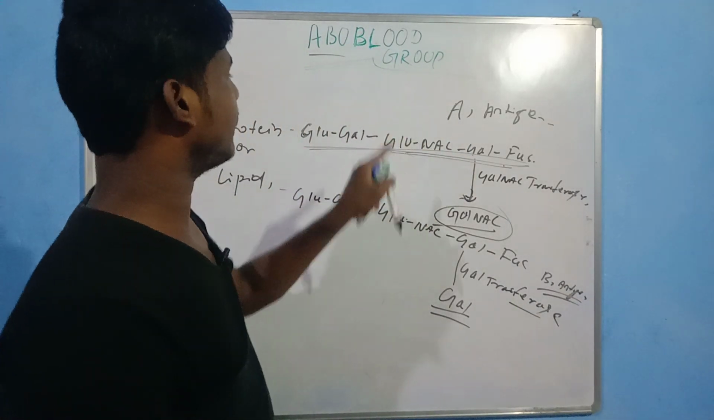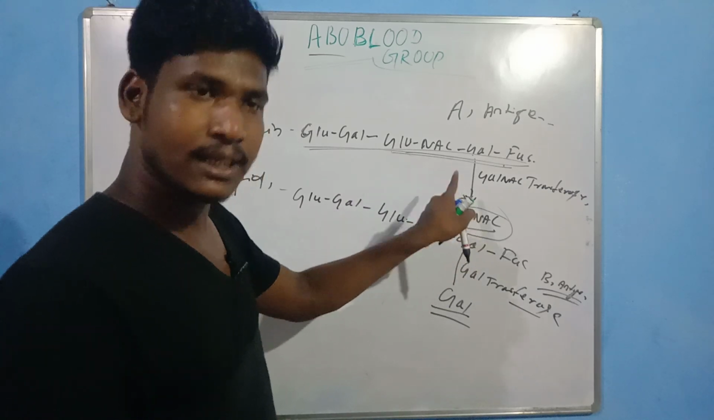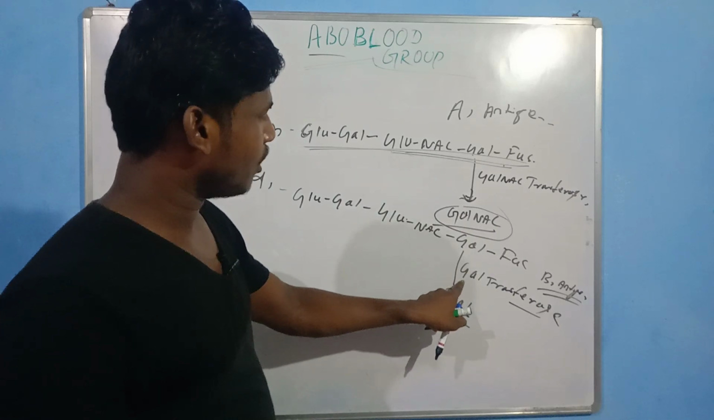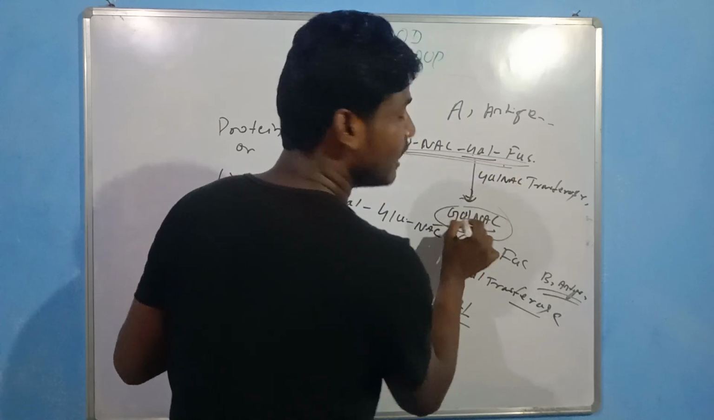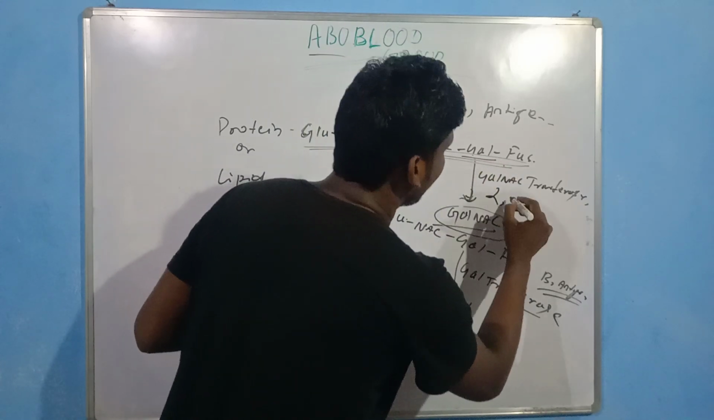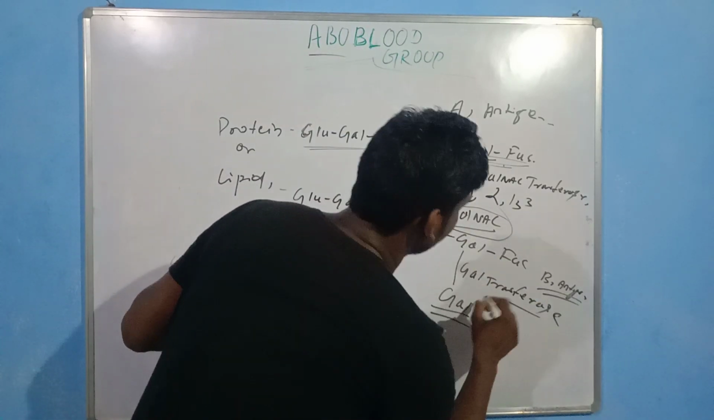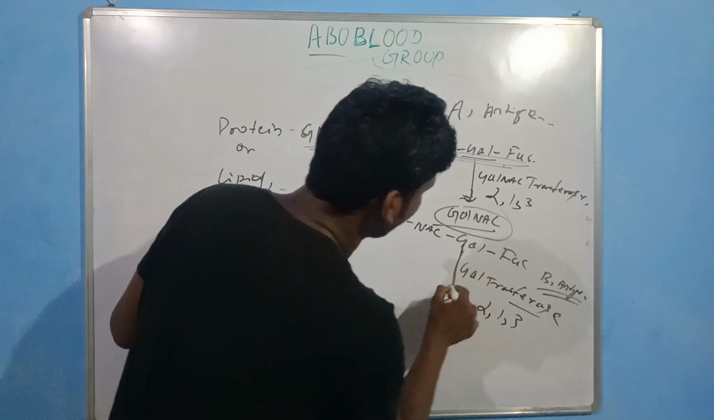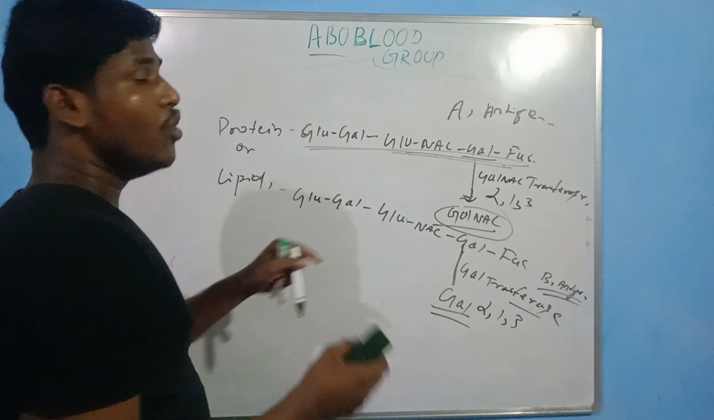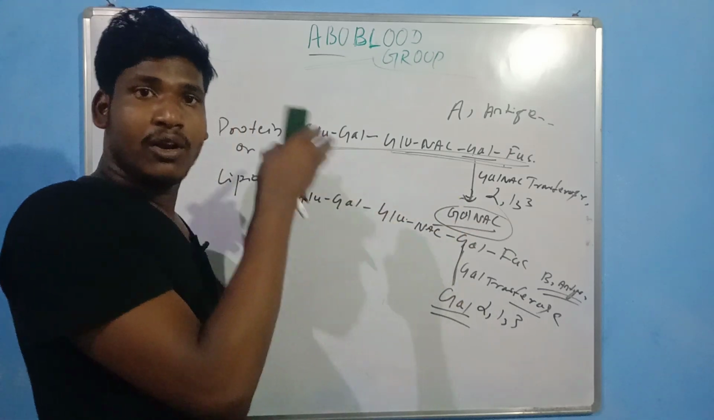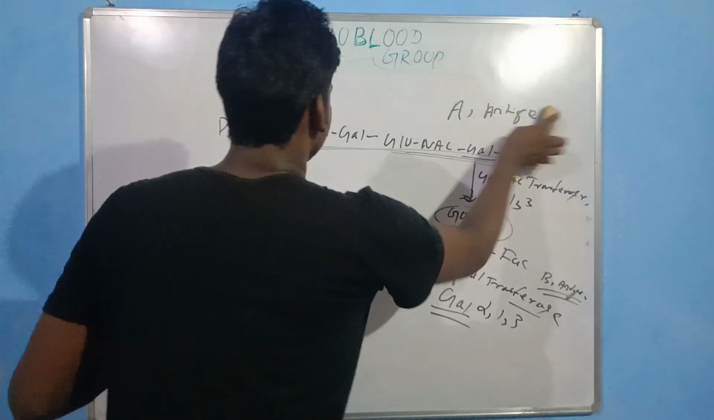So it is called the A antigen or the B antigen. The difference is that one contains N-acetyl galactosamine and the other contains only galactose. The glycosidic linkage between galactose and N-acetyl galactosamine is an alpha 1,3 glycosidic linkage, and similarly the alpha 1,3 glycosidic linkage with galactose. Okay, so the A antigen and B antigen are formed, which are present on the plasma membrane of RBC as ABO antigens.